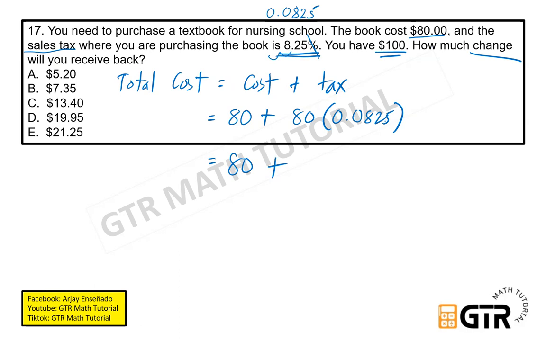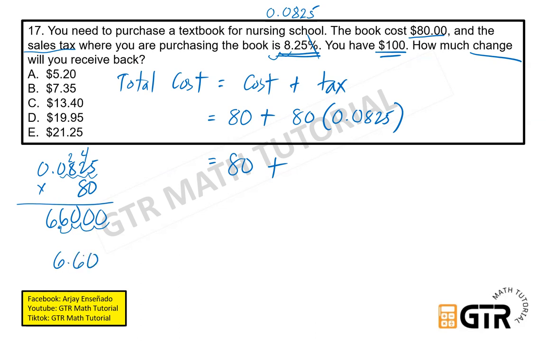So we have 80 plus 0.0825 multiplied by 80. 8 times 5, we have 40. 8 times 2, that is 16 plus 4. So we have 20. 8 times 8 is 64 plus 2. So we have 66. Bilangin ang decimal 1, 2, 3, 4. So lagay tayo ng decimal dito. I-move natin 1, 2, 3, 4. Therefore, the answer is 6.6 or 6.60. Dahil pera yan, so 2 decimal dapat. So 6.60. So i-add natin 80 plus 6.60. That will be 86.60. And ito yung total cost.